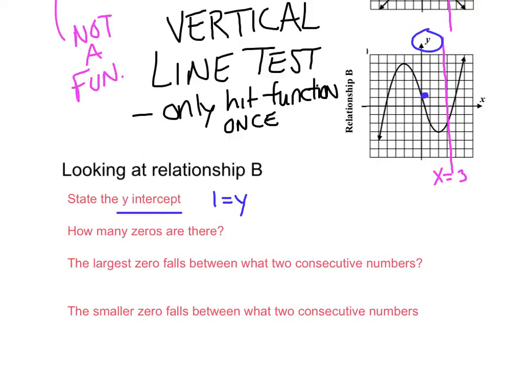The second question, how many zeros are there? Well, remember, a zero is just where the graph or the function hits 0, has a height of 0. So I'm going to go ahead and circle my zeros.